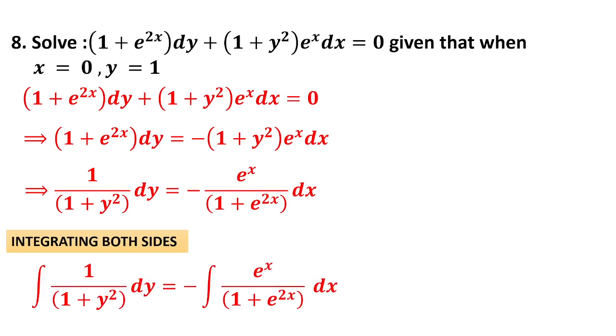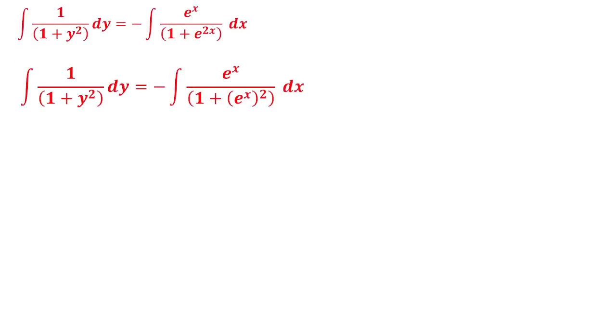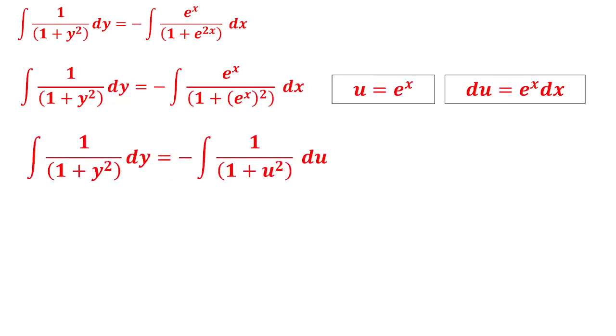This is the integration. Let us go back to the integration of this now. There is no problem with the left hand side integration, but for the right hand side integration you have to be careful. e power x by 1 plus e power 2x. That can be written as 1 plus (e power x) the whole square. Now I am substituting. The right hand side will become du upon 1 plus u square. Very simple. Left hand side is tan inverse y. Right hand side is minus tan inverse u plus c.